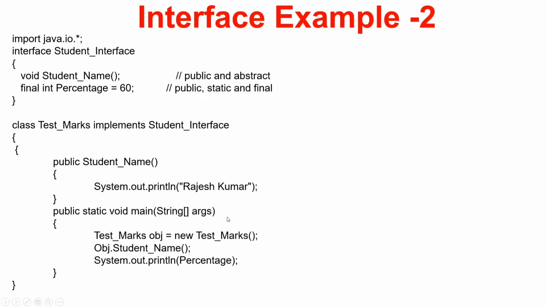So now we come to the main program. We have a description for this student_name, and also we have a value of 60. So I'm just calling the 60 over here. I'm just creating an object for my class test_marks, an object of the new class. So here, object name dot class name, it will print Rajesh Kumar. If I call this percentage, it will show 60.